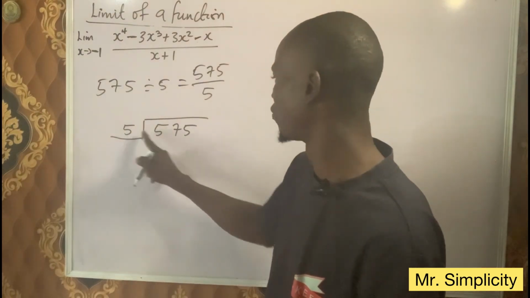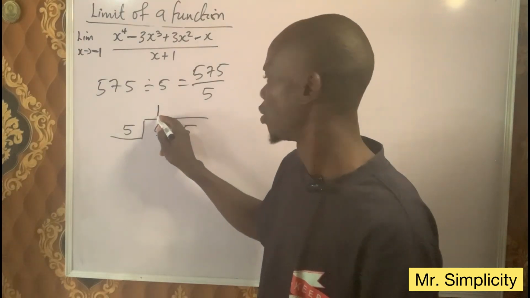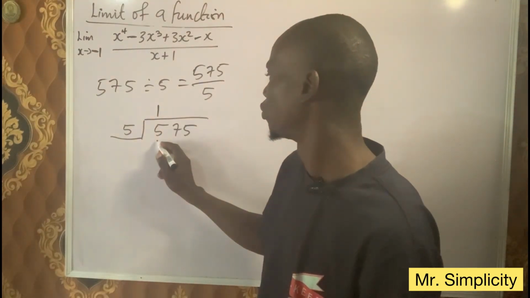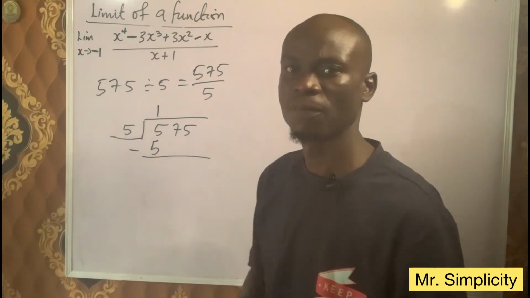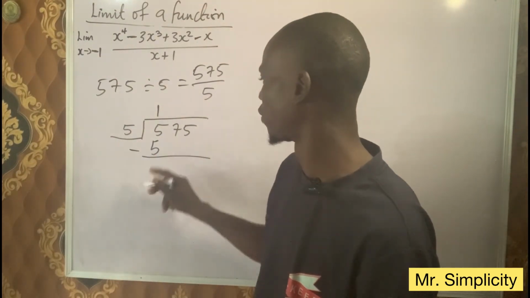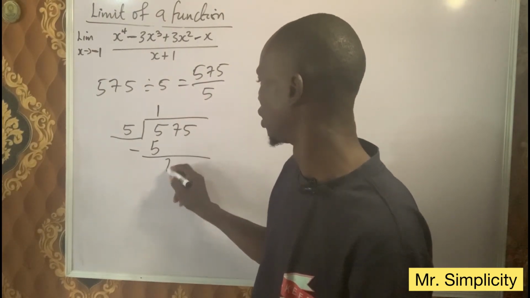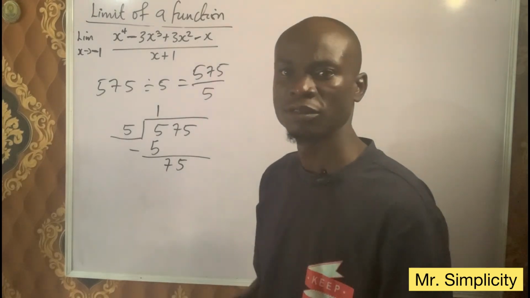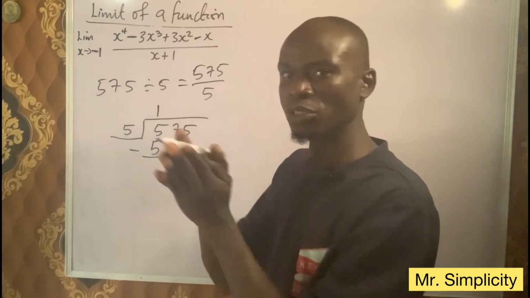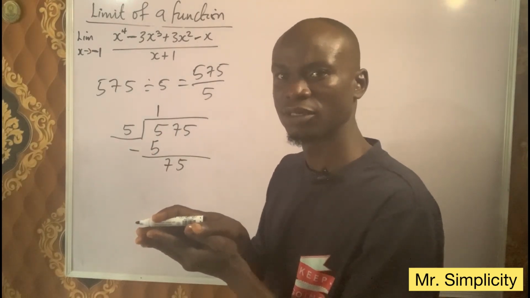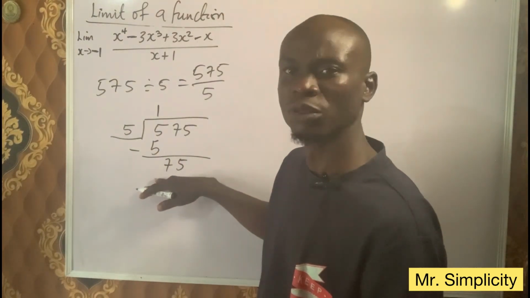So when we check 5 divided by 5, it will go once. So we'll put 1 on top. 1 times 5 will give us 5. Then the next thing is to subtract. When we subtract 5 minus 5, 0. We ignore it. So we'll bring down the ones that are left. So we repeat the process. The process is divide, multiply, subtract.